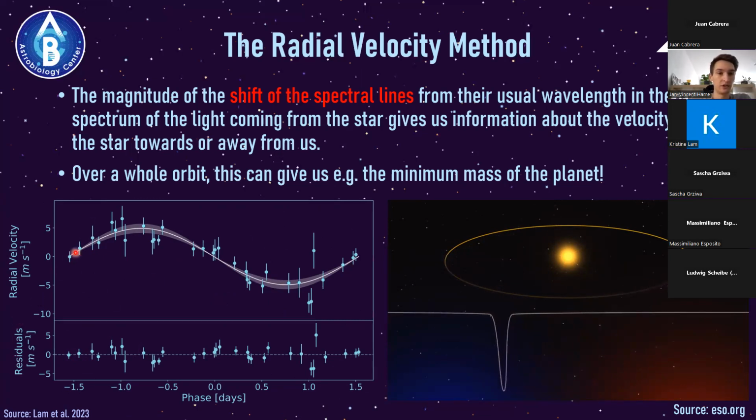And we have this usual sinusoidal curve which arises from the stellar motion. And here we can see the residuals, basically the differences between the data points and the model which we fit to it.